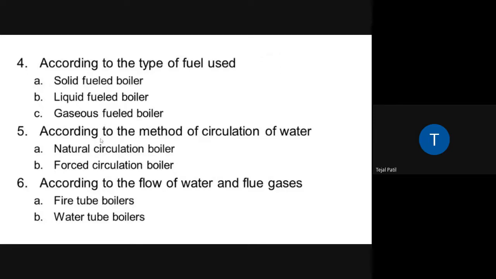Okay, the next one is according to the method of circulation of water, how the water is circulated inside that boiler. Natural circulation is there, forced circulation is there. Natural circulation basically depends on the density difference. Hotter water has less density, while cold water has high density, right? So if the motion of the water is due to density, then it is a natural circulation boiler. And forced circulation means a pump is used for circulation of the water.